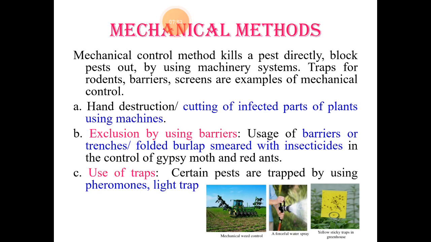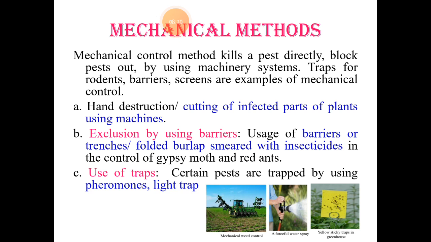The next control method used in IPM is mechanical methods. Mechanical methods make use of machinery systems to kill or control the pest population. Examples: usage of traps for rodents, barriers for vertebrates, then screens for insects.